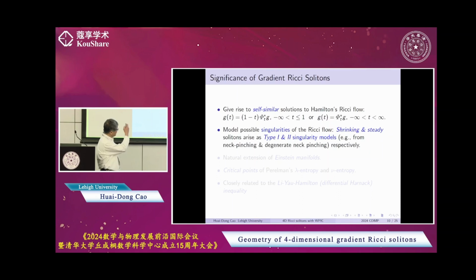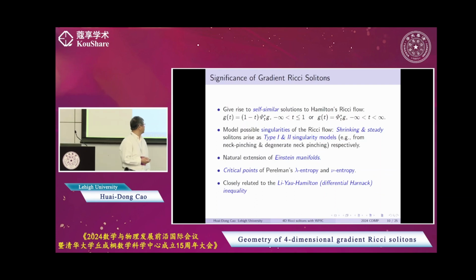And they also model possible singularity formations. Shrinkers are type 1, and type 2 singularity models are defined by Hamilton. And the natural extension of Einstein, as we already saw, and these also have variational structures thanks to Perelman. And last but not least, they are closely related to the powerful Li-Yau-Hamilton differential Harnack estimates. So without Li-Yau-Hamilton, even in 3 dimensions or in 4 dimensions, you don't have a tool for a priori estimates. So that really plays a significant role.